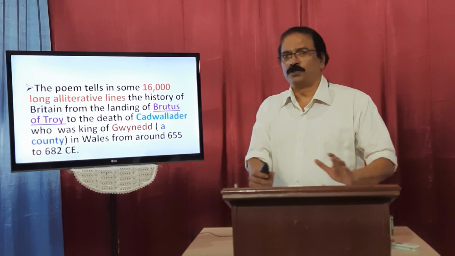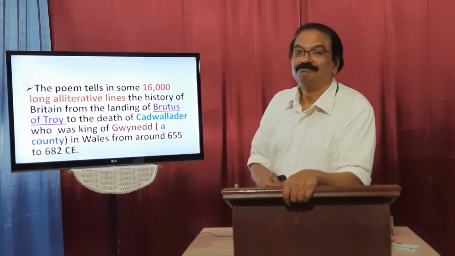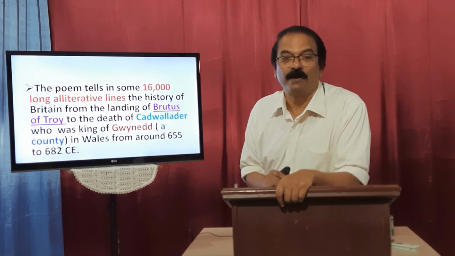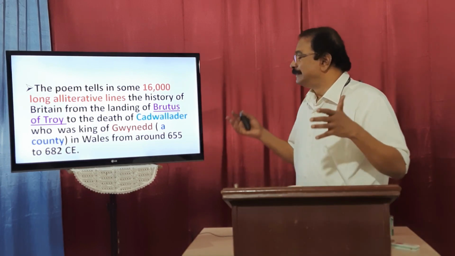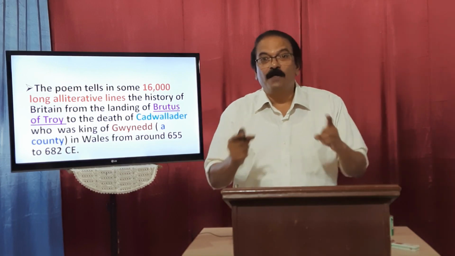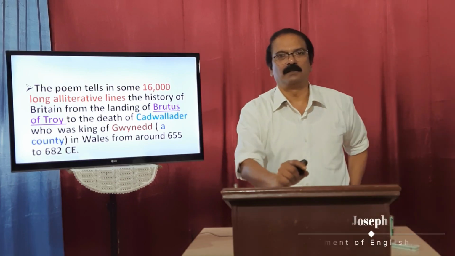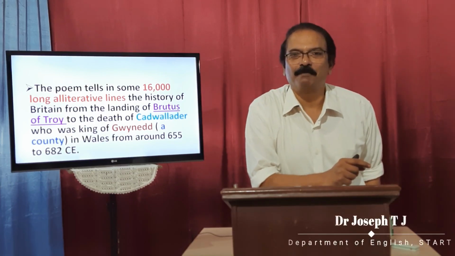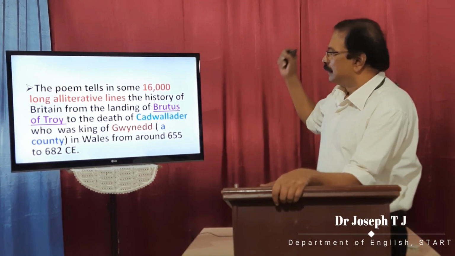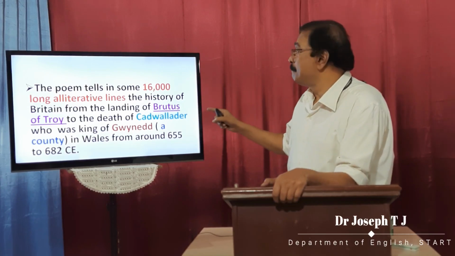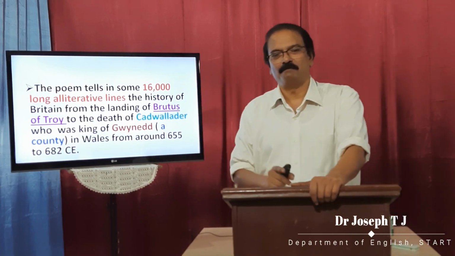This poem, The Brut, is around 16,000 lines long, or something like that. And it is written in alliterative lines. Okay. This poem deals with the history of Britain. How many of you know the founder of England, Great Britain? Okay. If you don't know, now I'll tell you in a few words. It tells the history of Britain from the time of Brutus of Troy landing in modern England.